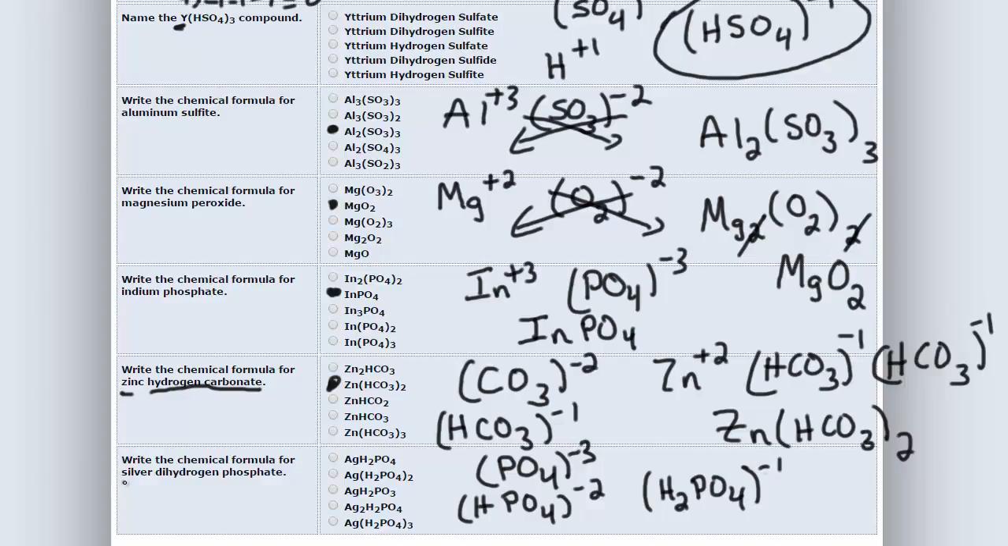And I have silver dihydrogen phosphate. Silver is a +1 charge. And dihydrogen phosphate, H2PO4, that is a -1 charge. And +1 -1 equals 0. So Ag, H2PO4. Silver dihydrogen phosphate. Good.